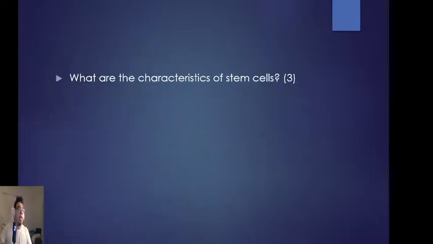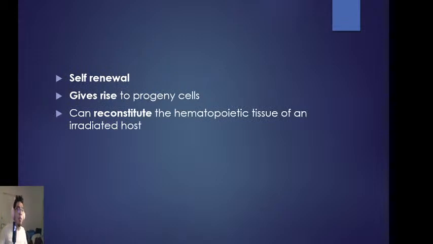All right. Now, what are the characteristics of stem cells? Well, if you were to look at the dermatology pamphlet that I was reading whilst I was pondering on getting the facial that I was going to get, you're going to get the same things. It's capable of self-renewal. It's capable of giving rise to progeny cells. In the pamphlet, it says it's capable of rejuvenating old cells. All right, and they can reconstitute the hematopoietic tissue of an irradiated host.